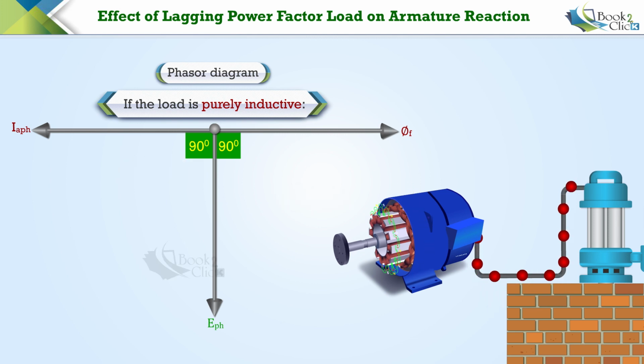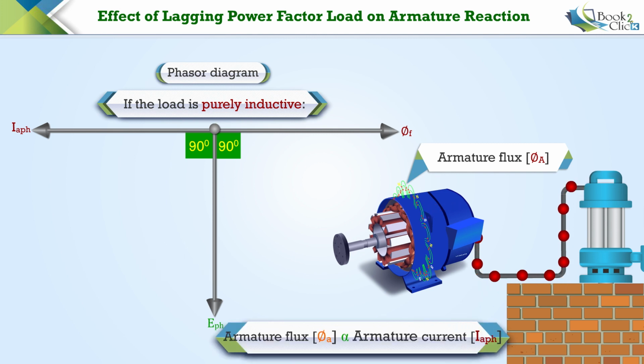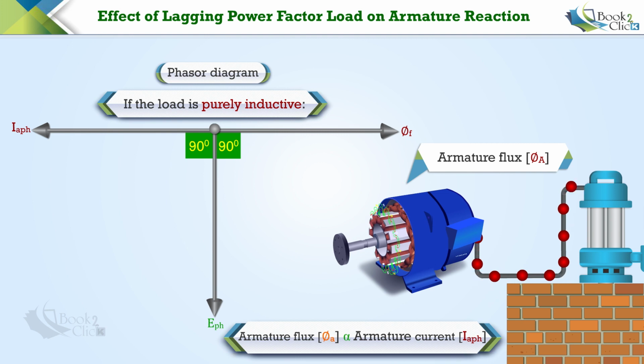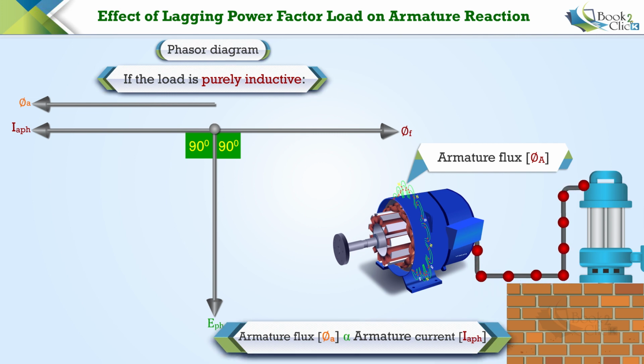This armature current will set up the armature flux phi A. We know that the flux is directly proportional to the current. Hence, we can draw a line parallel to IAPH to represent the armature flux.